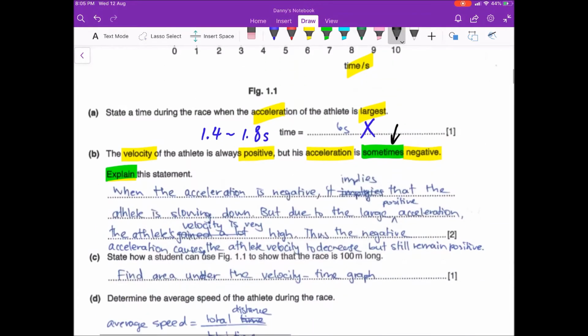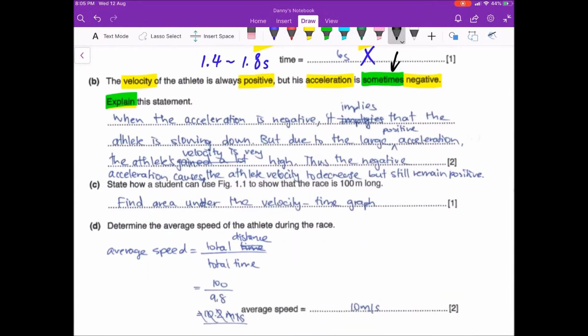So now let's look at what the student wrote. When acceleration is negative, it implies that the athlete is slowing down. Very good. It addressed what it means by acceleration is negative, but unfortunately, the student didn't talk about sometimes. When does this happen? So how would he improve on his answer? Making edits to your wrong answer is more important than copying down my answer, because by editing and improving your answer, it shows that you interpret it and internalize it.